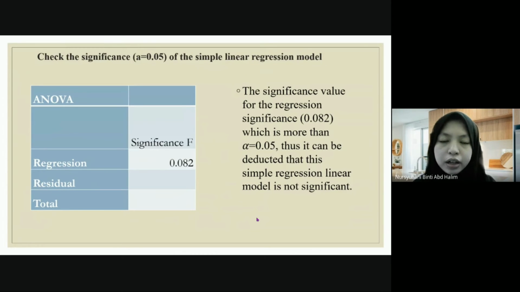I will present question D. Check the significance at alpha equal to 0.05 of the simple linear regression model. The significance value for the regression is 0.082, which is more than alpha equal to 0.05. Thus, it can be deduced that this simple linear regression model is not significant. We can see in the ANOVA in Excel, we get significance F 0.082.